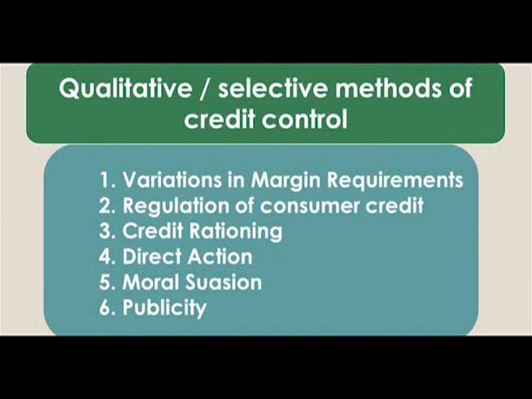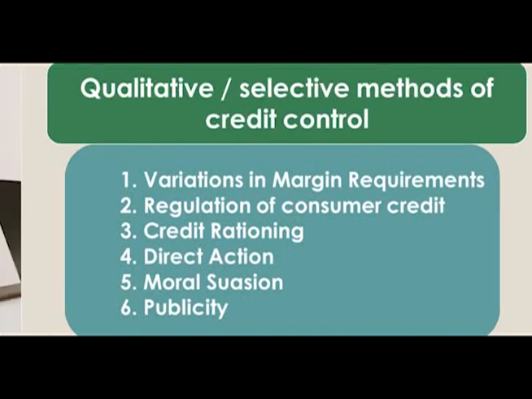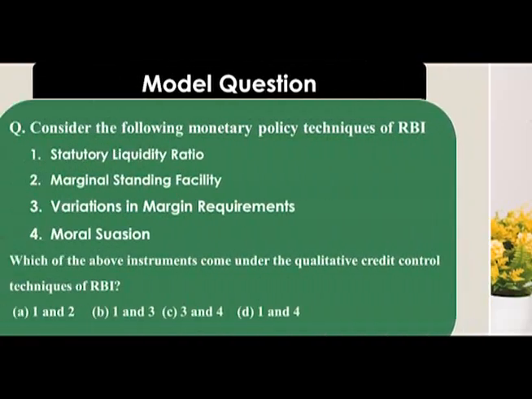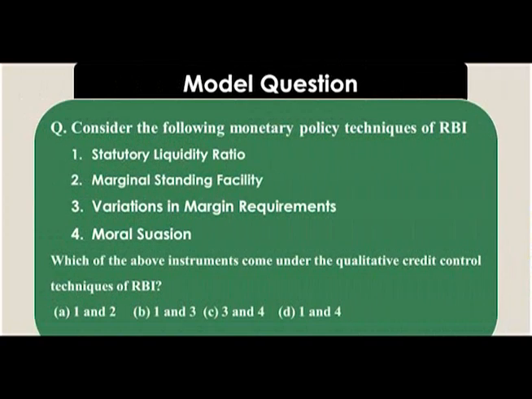What are the major instruments that come under qualitative credit control techniques? We can take variations in margin requirements, regulation of consumer credit, credit rationing, direct action, moral suasion and publicity. I will repeat: variations in margin requirements, regulation of consumer credit, credit rationing, direct action, moral suasion and publicity. These are the 6 items that come under qualitative credit control techniques.